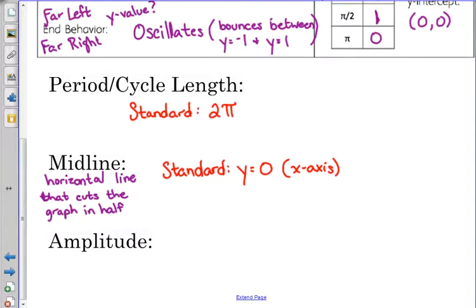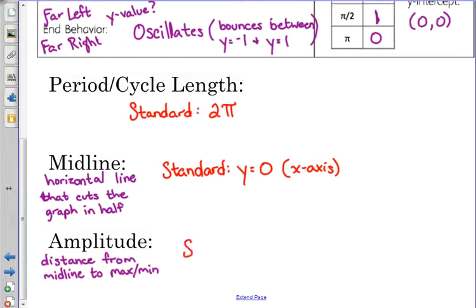Okay, and then finally the amplitude. The amplitude is the distance from the midline to a maximum or a minimum. It should be the same. If the midline is right in the middle, then that distance to the top or that distance to the bottom should be the same, right?